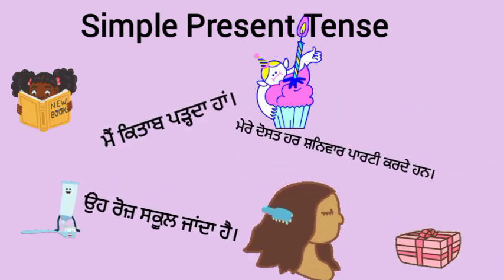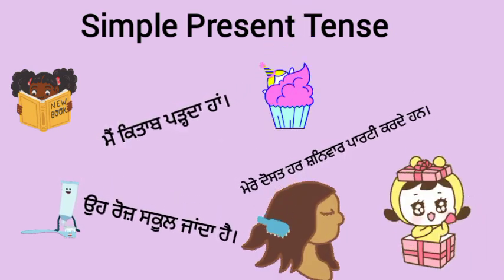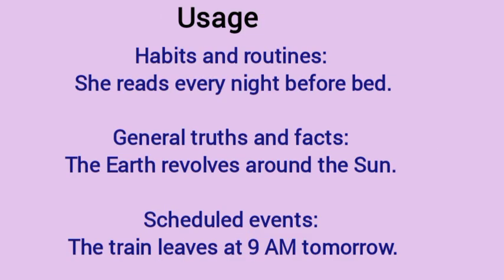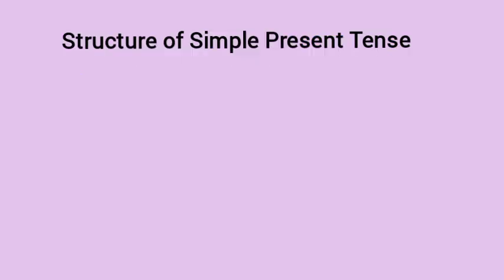In this video we will learn how simple present tense is used. We use this tense for habits and routines. For example, she reads every night before bed. Next, we use it for general truths and facts. The earth revolves around the sun. Next, scheduled events. The train leaves at 9 a.m. tomorrow.